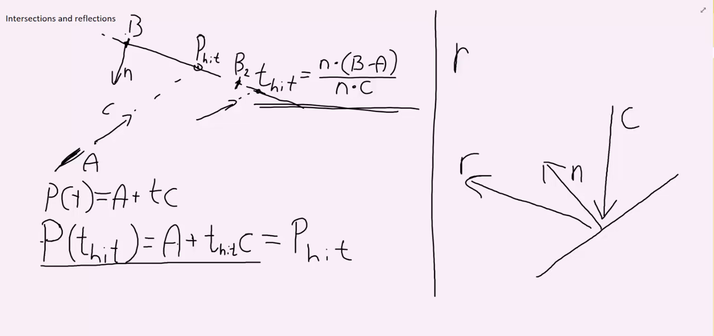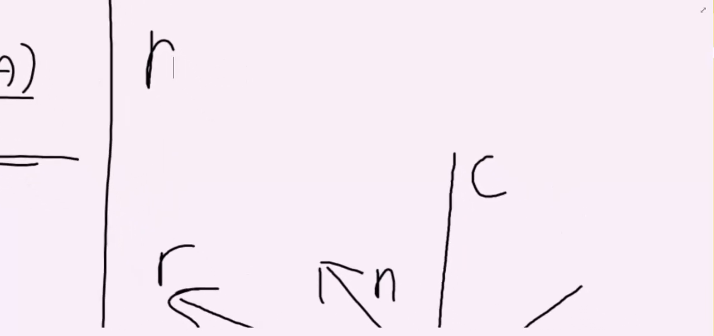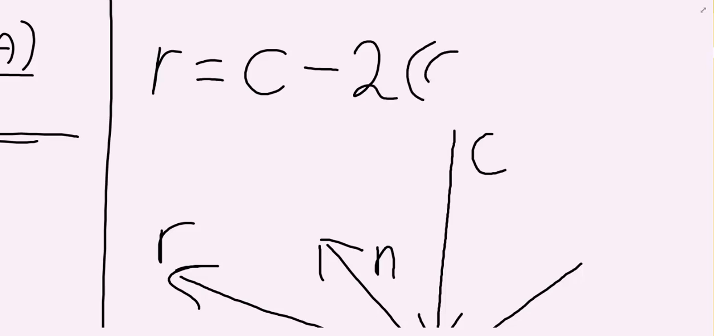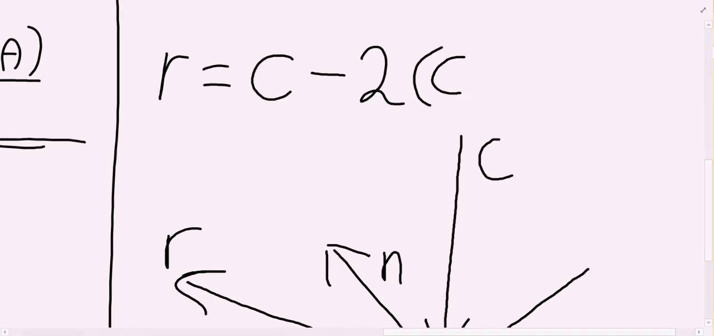R, and we can zoom in a bit here. R equals the vector c, so the original vector, minus 2 times the vector c dot n. Wait a minute, drawing isn't properly happening here. c dot n times n. But we have to make sure that if we use this like this, that the n vector is normalized, that we have a unit length n vector. If we don't have a unit length n vector, we have to make sure to normalize n first.